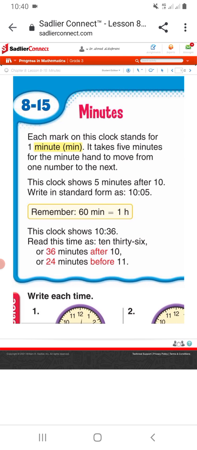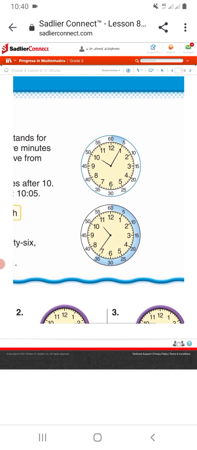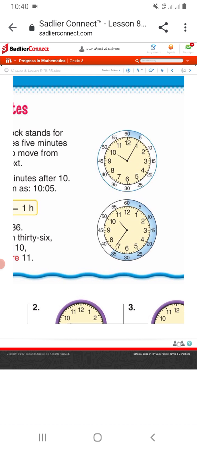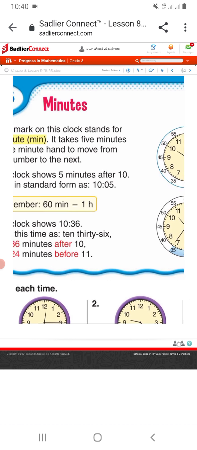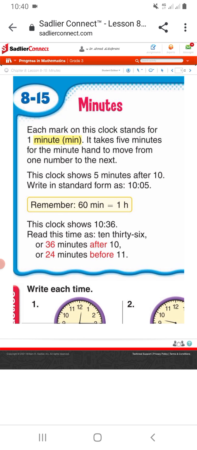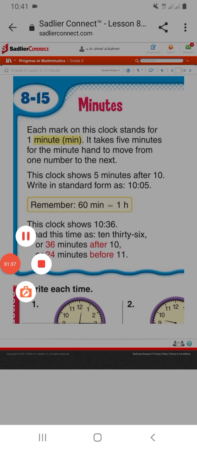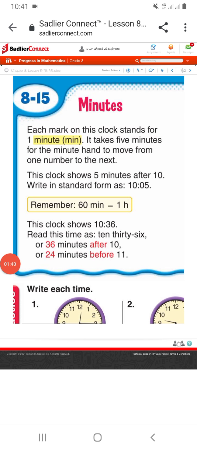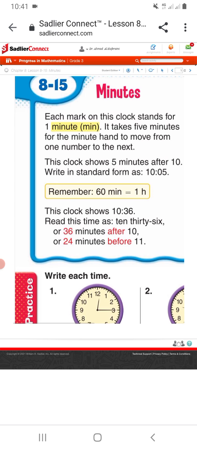This clock shows 5 minutes after 10. As you can see here, we have two hands for this clock. The smaller, shorter one points to number 10 and the longer one points to number 1. So this clock is 5 minutes after 10, or we can simply write it as 10:05. And don't forget that 60 minutes equal 1 hour. Write it in standard form like 10:05.